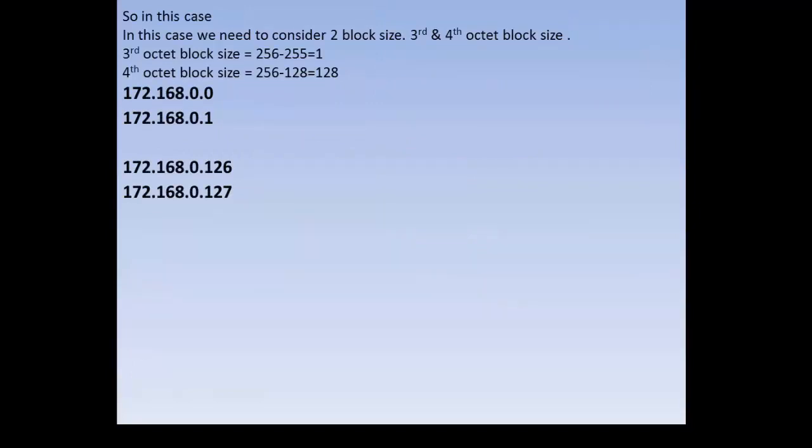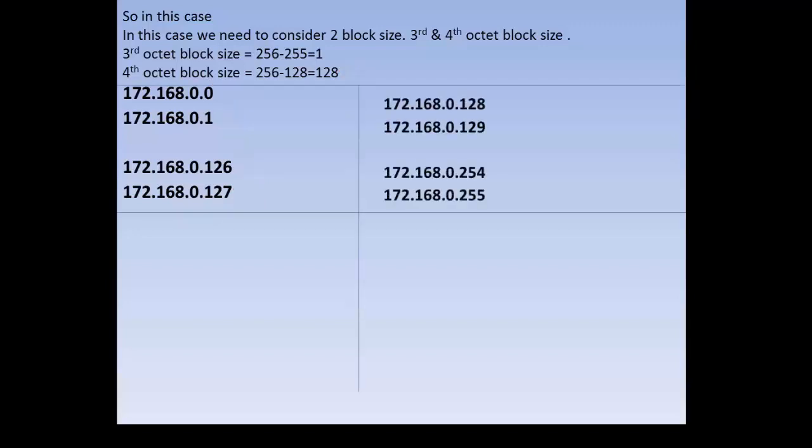So now first we saturate the fourth octet. Fourth octet block size is 128, so starting from 0 to 127. Now you can see here, again I saturate the fourth octet. I give the variation, the fourth octet block size is 128, so it will be 128 to 255. No more space in the fourth octet.